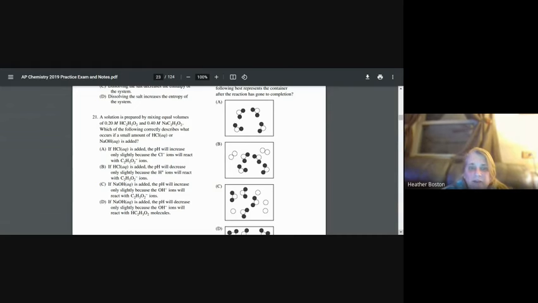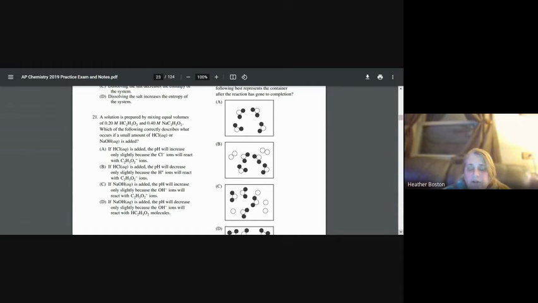C says if NaOH is added, pH will increase only slightly because OH minus are going to react with acetate ions. Those are both minus ions. They're not going to react together. Remember, you have to have a cation and an anion. So 2 anions are not going to react together. You can automatically cross that off too. And the next one says if NaOH is added, pH will decrease only slightly. Well, NaOH is a strong base. That's going to shoot the pH way up. So that doesn't make sense either.